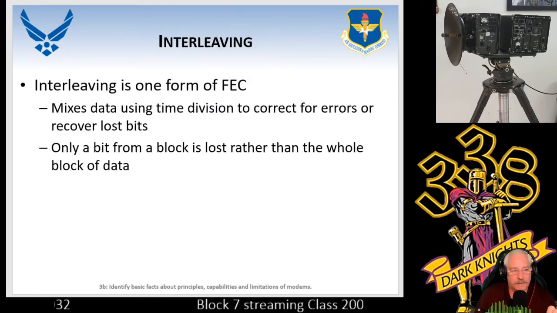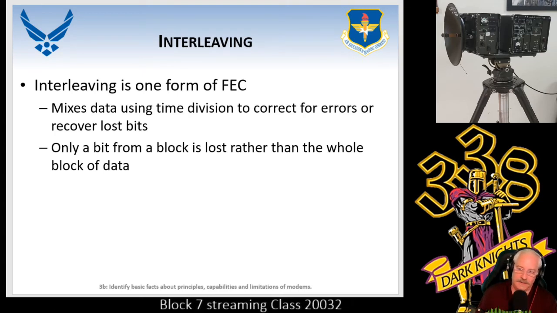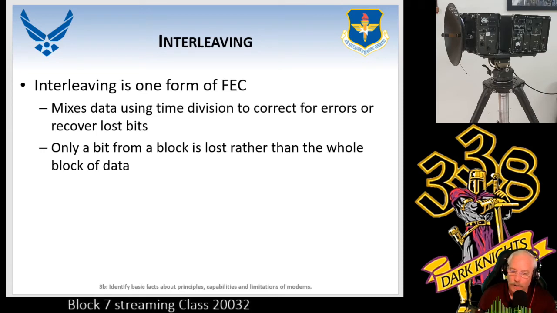Next up, we have something called interleaving. The way they classify that, it mixes data using time division to correct for errors or recover lost bits. The idea here is that when we only lose a bit from a block, we don't lose the whole block of data.